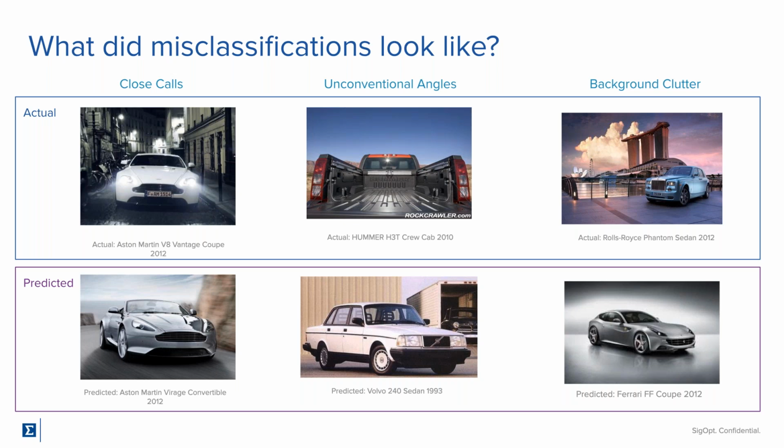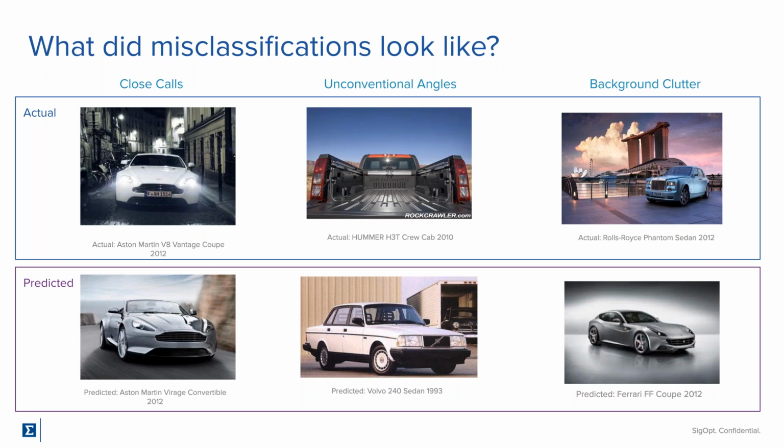But more interestingly, the model has difficulties classifying images when they are taken from unconventional angles, as well as when there's a lot of background clutter. One of my favorite misclassifications was this Hummer, where it thought the Hummer was a Volvo. Hilarious.